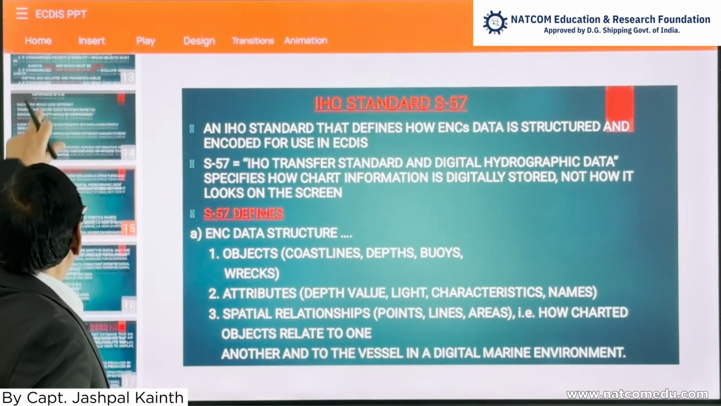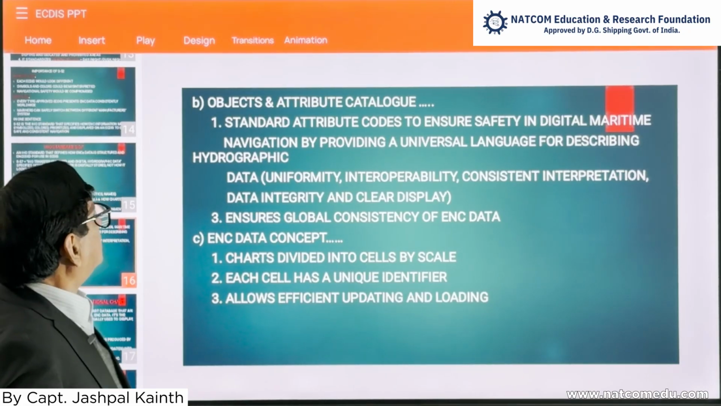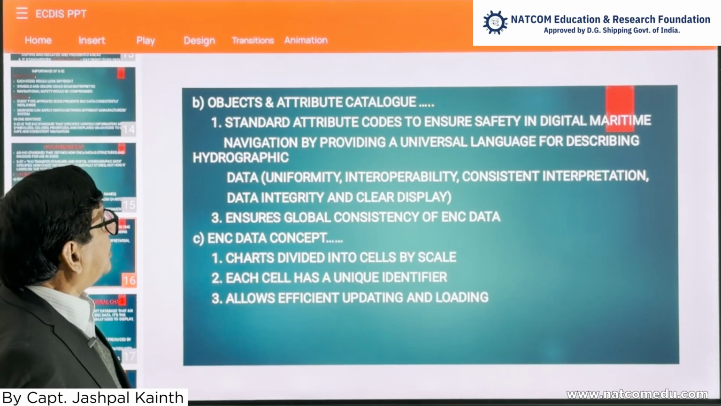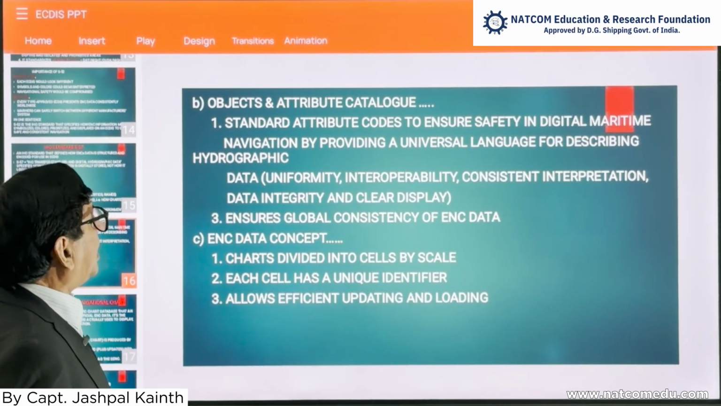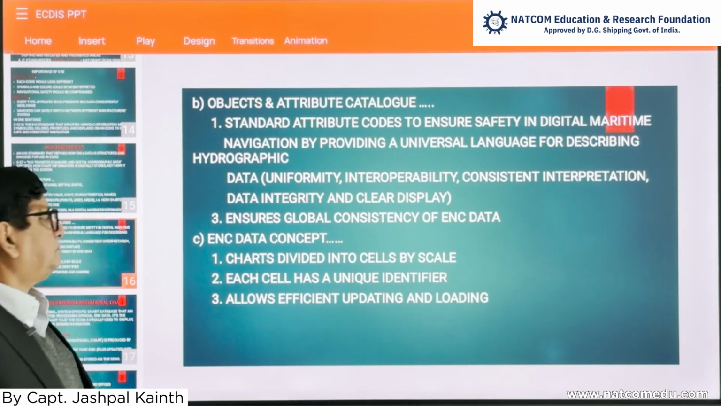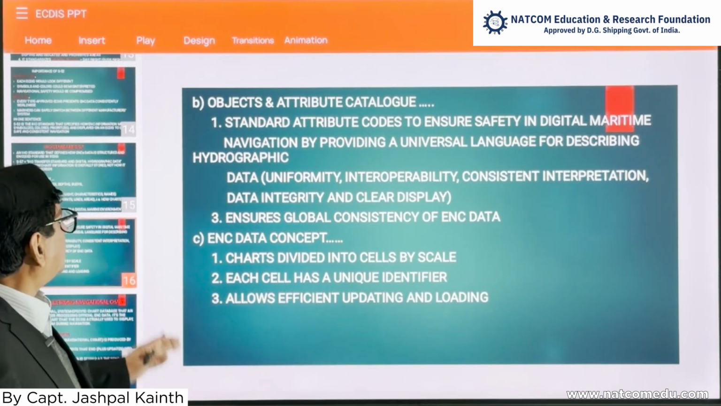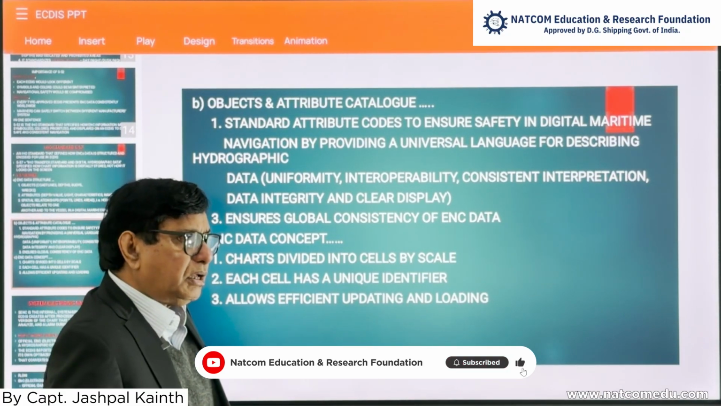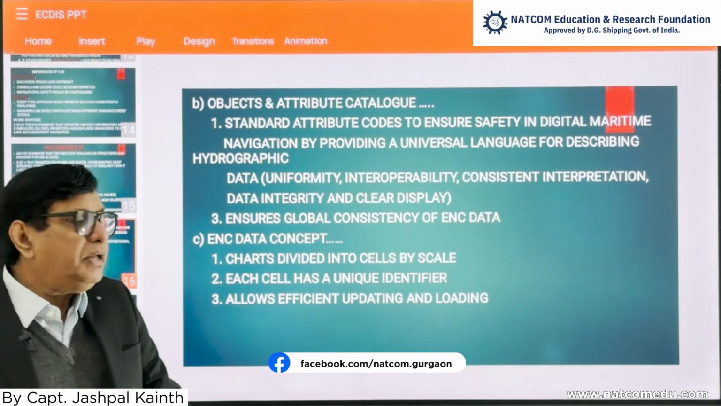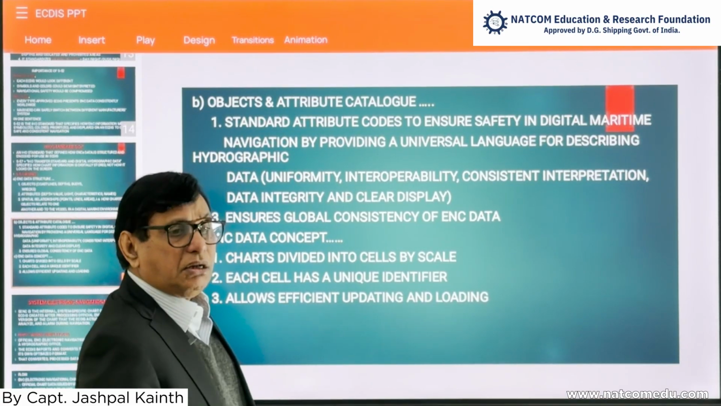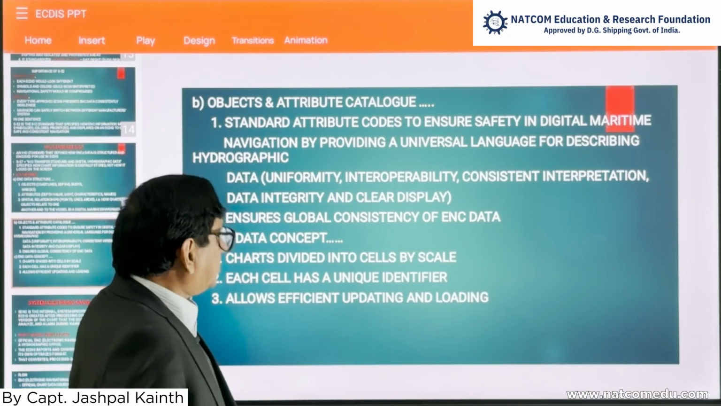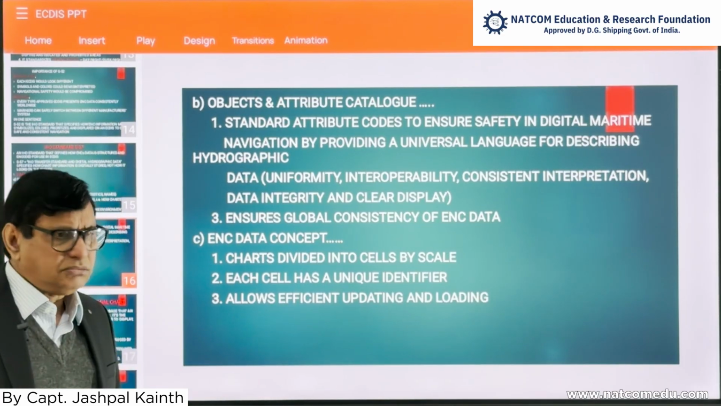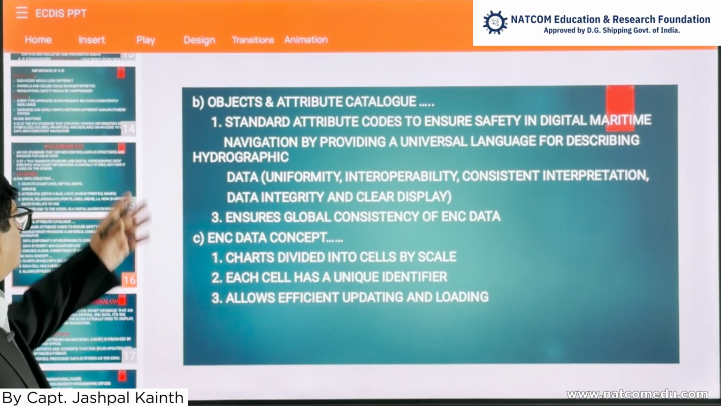Next, we will go and see the object and attribute catalog. What is it? Standard attribute codes to ensure safety in digital maritime navigation by providing a universal language for describing hydrographic data. That means all the information must be uniform, with interoperability. That means any hydrographic office making any ENC can be used on any ECDIS. It should be consistent in interpretation, must look the same, with data integrity and clear display, which should be as per the standard S57.